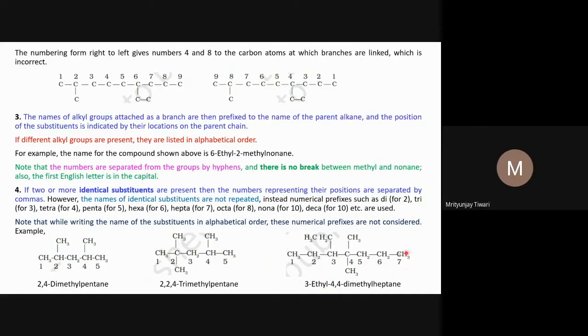And now the name of this compound will be 3-ethyl, where the ethyl group at the third position is CH2CH3, then 4,4-dimethyl, because two methyl groups are there, and these methyl groups are at the fourth position only. So 4,4-dimethyl. You see a comma between numbers, and a hyphen between numbers and words. Here also the first letter is not capital. So this is 3-ethyl-4,4-dimethylheptane.